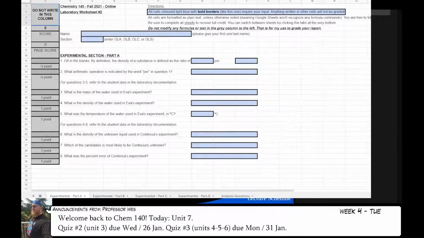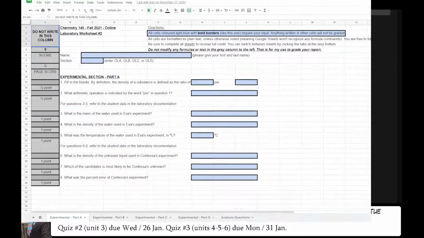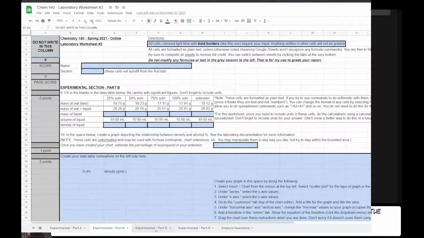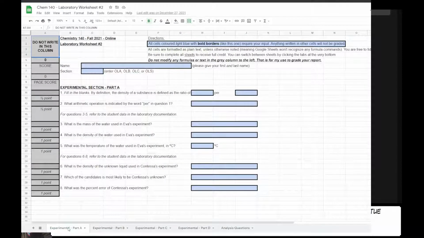Hold on. Down at the bottom there are the tabs for different experiments. So B, C, D, and E. You are going to want to make sure that you answer all the questions on all the pages, because if you skip any, that's no good. All right. So part A is some basic questions about density.